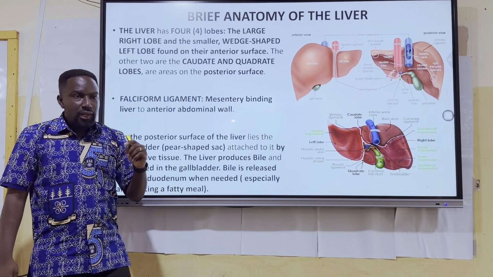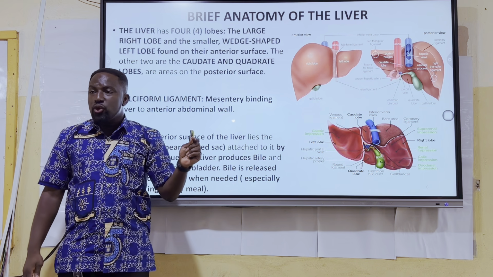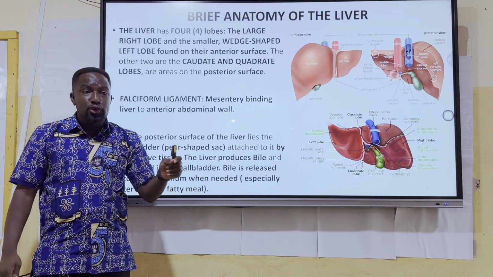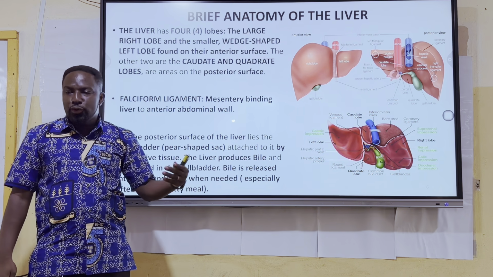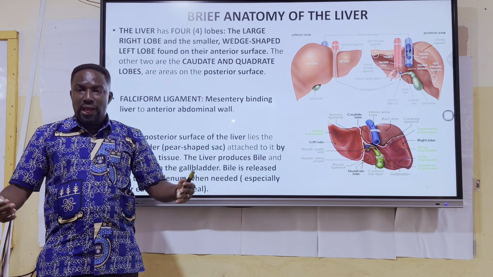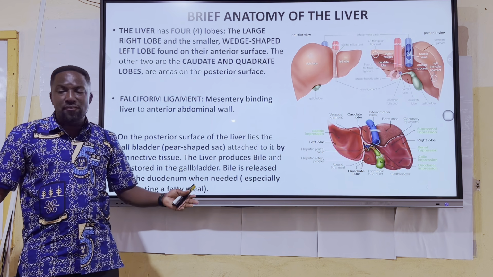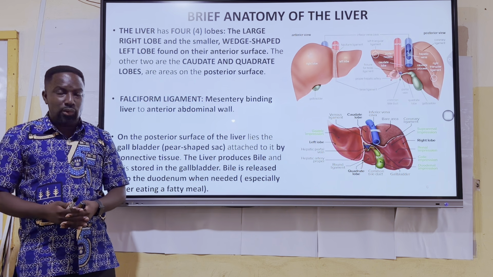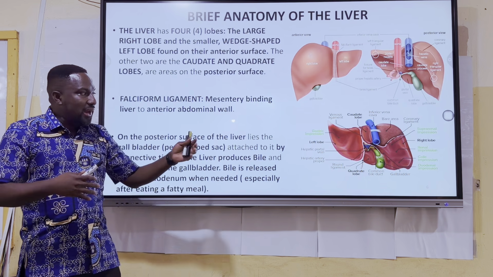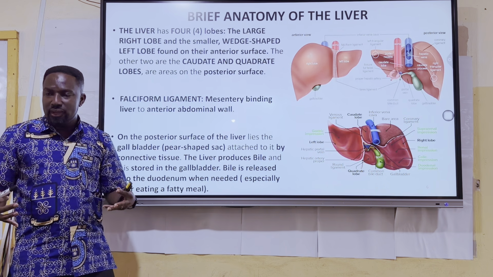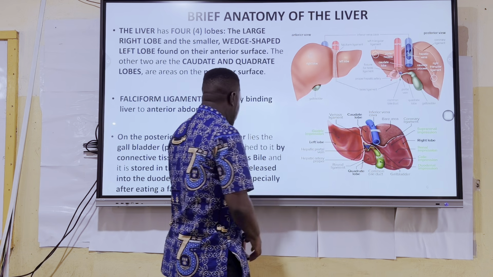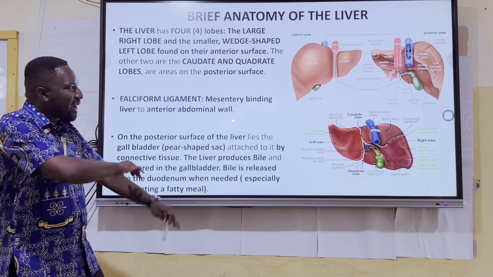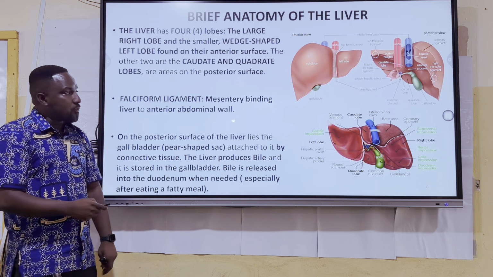One of the major functions of the liver is to produce bile. B-I-L-E, bile. The liver produces bile, and bile is for emulsification of fat. It breaks down fat into fatty acids and glycerol. And so when the liver produces the bile, it is moved into the gallbladder, for the gallbladder to store the bile. So that is a brief anatomy of the liver.